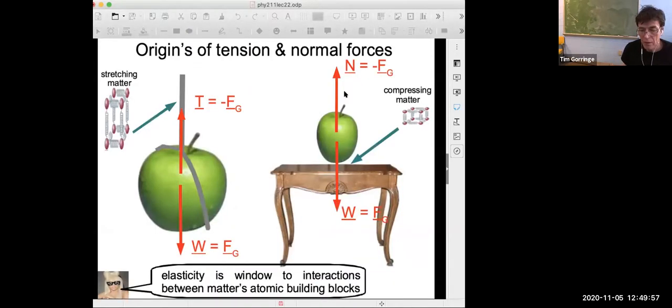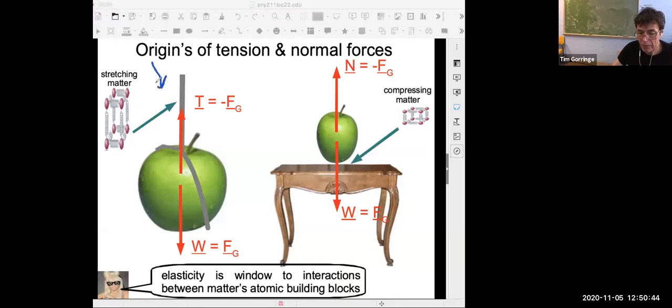Okay, so one thing that picture tells us, which is quite interesting, is the origins of two forces that we've been talking about over the entire semester. One is the tension force, and we work with that a lot. The other one is the normal force, and we've worked with that a lot. This picture of stretching and compressing matter, deforming matter, gives us an understanding of the origins of those tension and normal forces. So take a look at this sketch over here on the left-hand side.